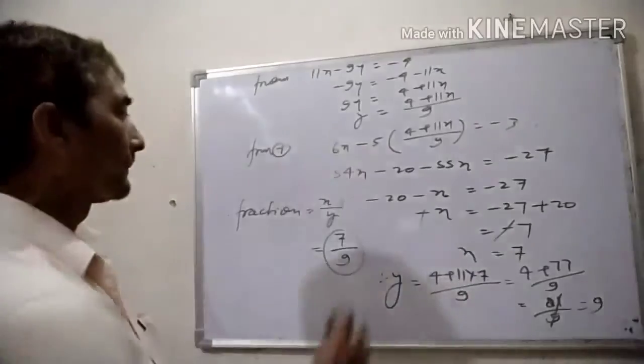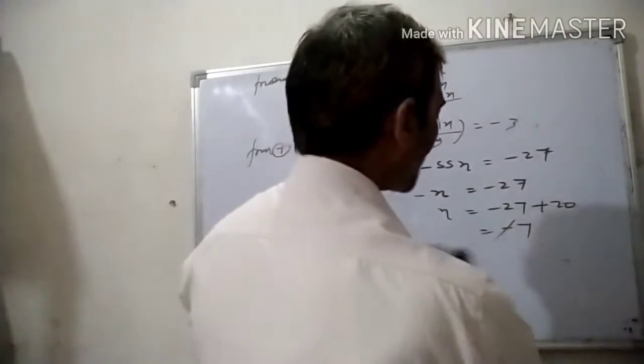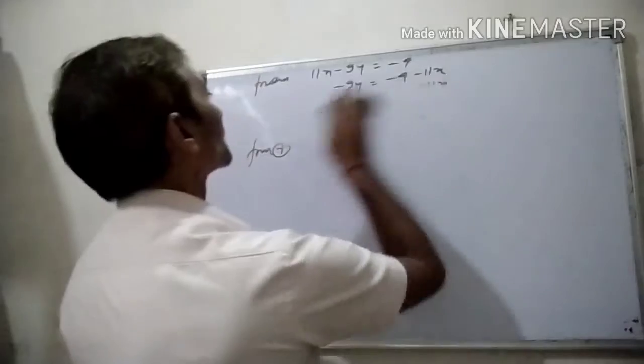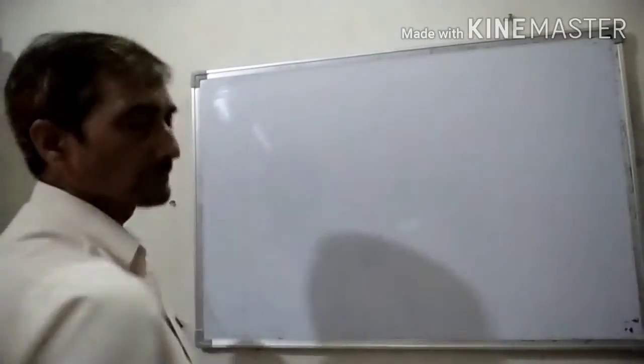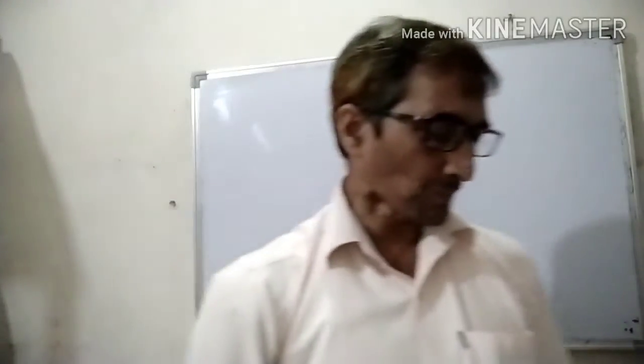So, now the last question of this exercise. 5 years hence, the age of Jacob will be 3 times that of his son. 5 years ago, Jacob's age was 7 times that of his son. What is the present age?